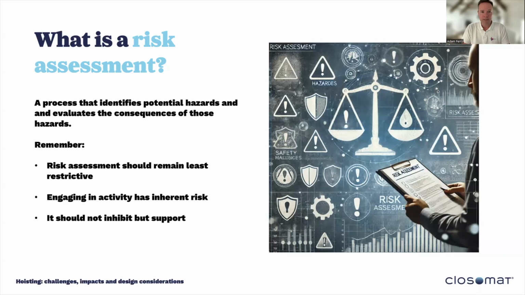So it's remembering that the risk assessment should always remain the least restrictive. Engaging in any activity has inherent risk, and it should not inhibit but support. We take that back to another kind of analogy of, let's say, when our children are young, we don't let them cross the road. But does that mean they never cross the road? Of course it doesn't. How do we mitigate that risk? We mitigate that risk by when they get to a certain age, when they're able to process information, we teach them how to cross the road safely. Everything we do has inherent risk, everything we engage in. So it's ensuring that the risk assessment helps people to engage rather than hinder it.